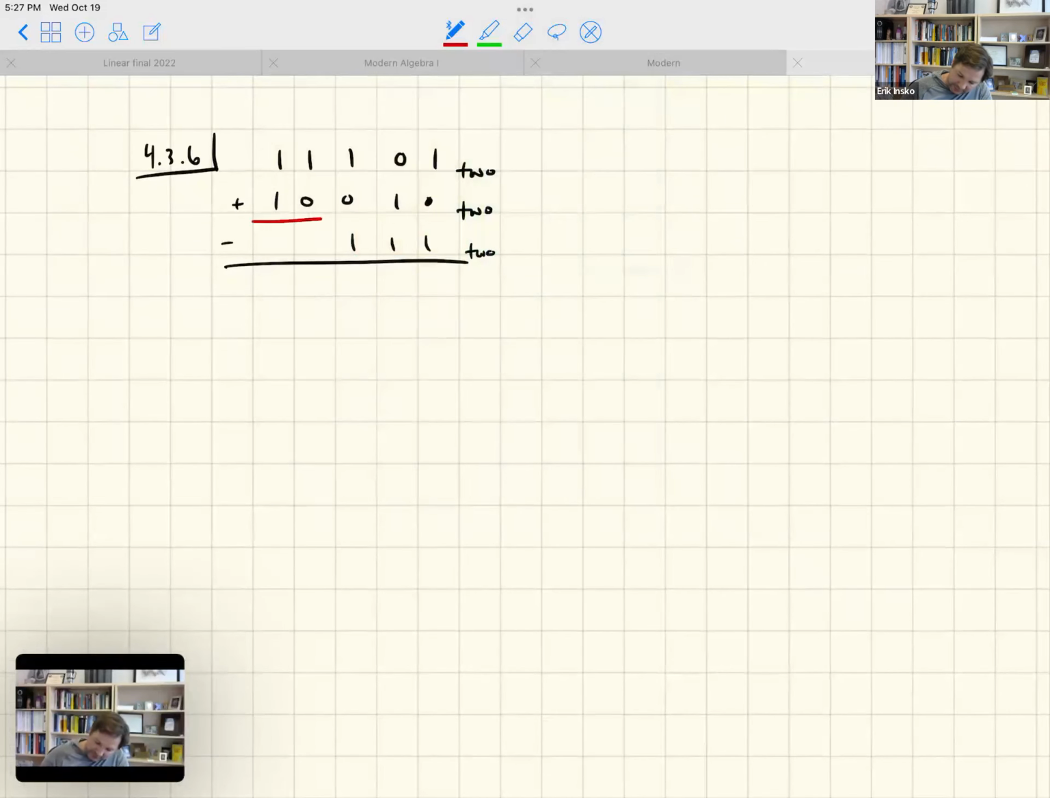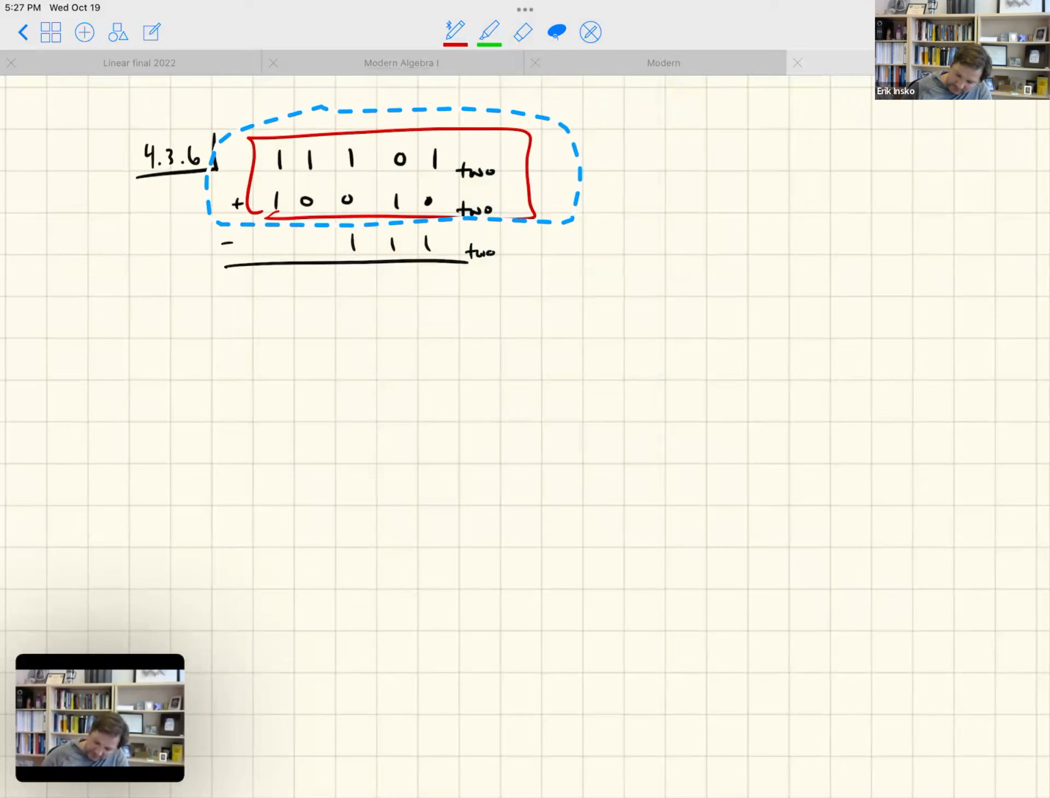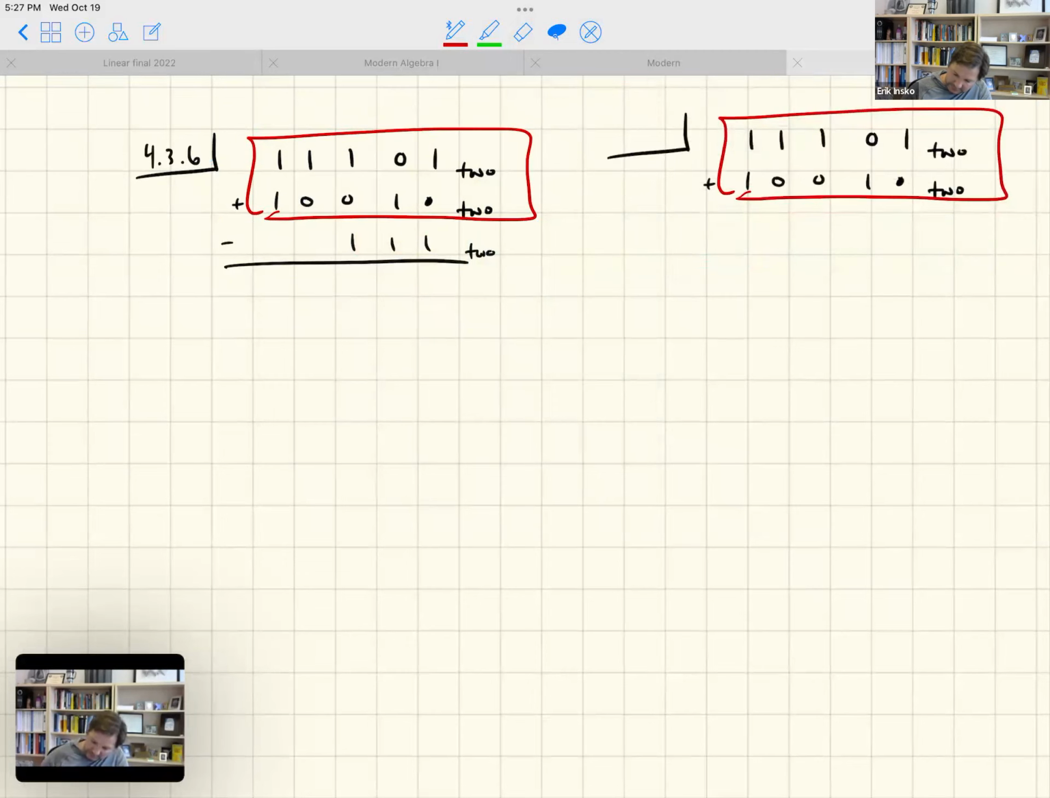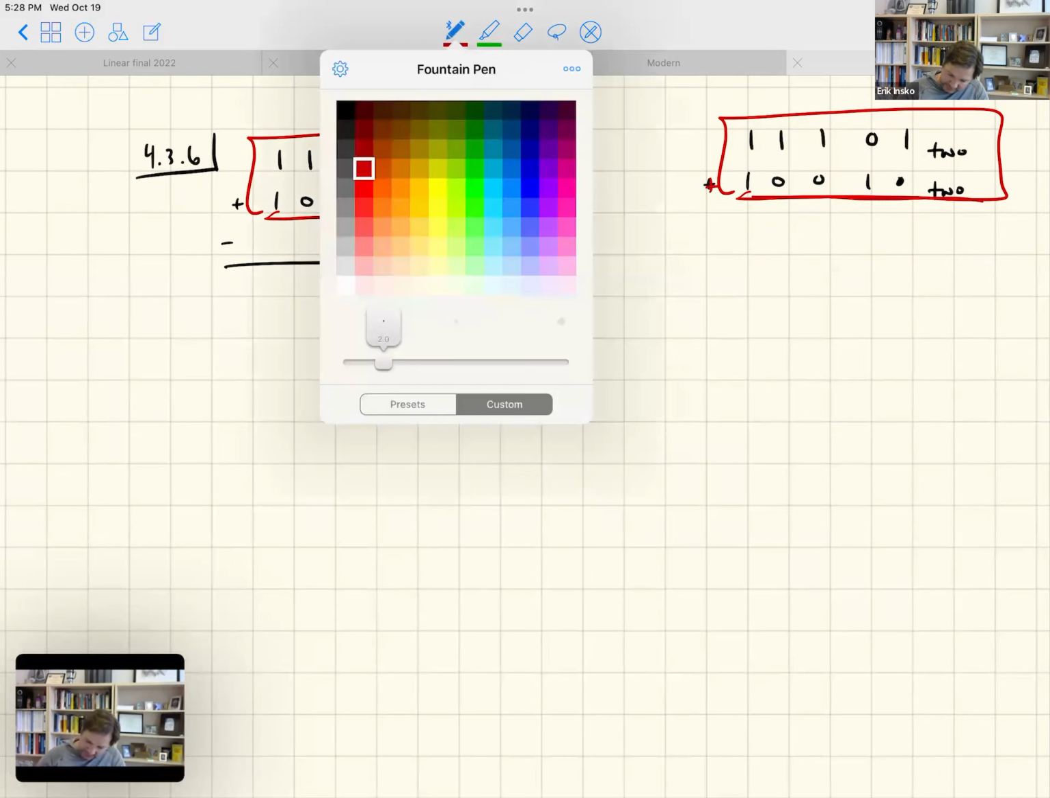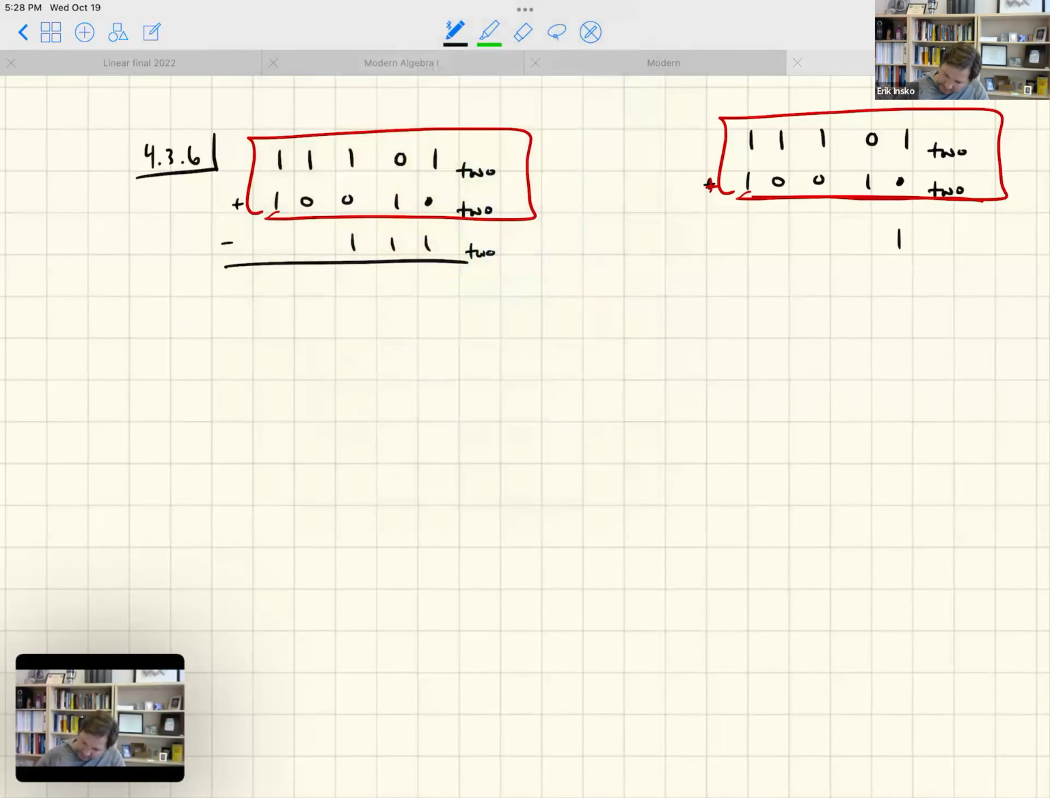First, I'm going to look at this piece. I'm going to add those first. So I'll do this over here on the side. Okay, so 11101 plus 10010. If I add those up, I get a 1, a 1, a 1, a 1, and then 2, which is 10. Okay. So that's that first piece in red.